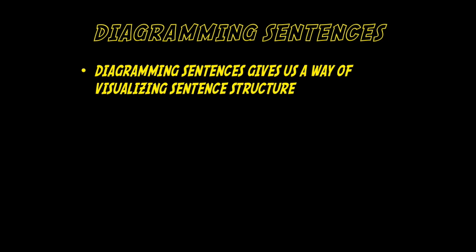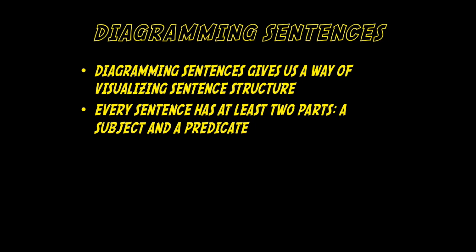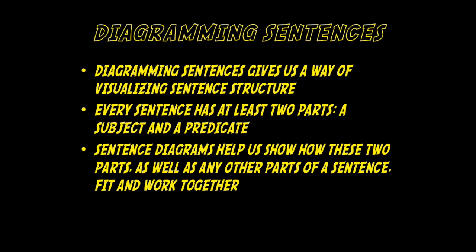Diagramming sentences gives us a way of visualizing sentence structure. Every sentence has at least two parts, a subject and a predicate. The subject is the thing that the sentence is about, and the predicate is what that subject is doing, at least in the sentences we're talking about today. Sentence diagrams help us show how these two parts, as well as any other parts of a sentence, fit and work together.